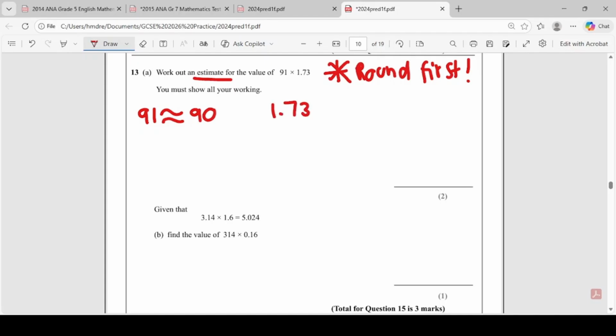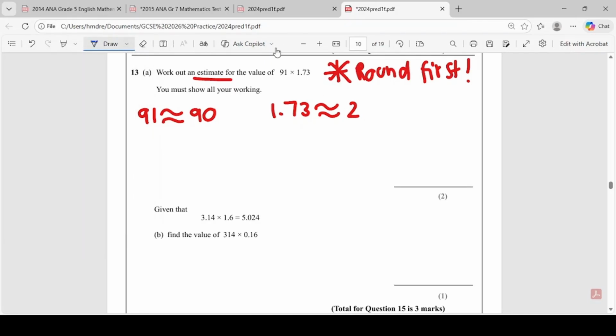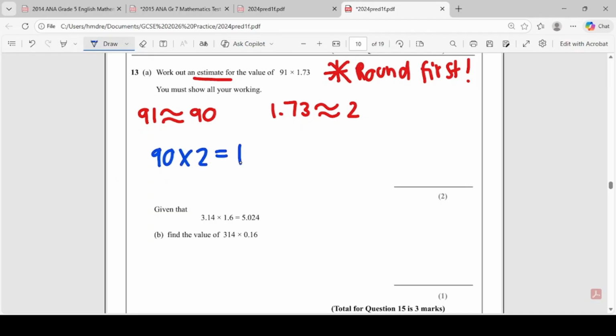1.73, generally when you're working with an estimate, you don't want to be working with decimals. So we're going to round it to the nearest whole number. So 1.73, I'm going to round it to 2. And then if we do our working out, it's a really straightforward question. Then we go 90 times 2 is 180. That is our estimate.